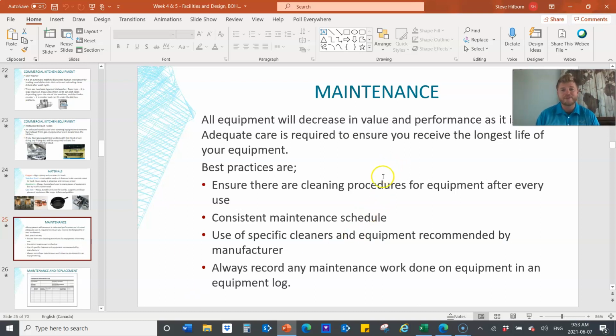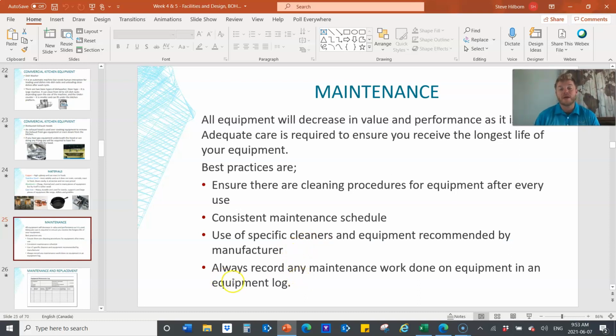So some of the best practices are ensuring there are cleaning procedures for equipment after every use. And these should be all laminated and put in safe areas, and typically checklisting is the way to go to ensure all of your employees are cleaning it the way it should be. There should be a consistent maintenance schedule. So if it's monthly or weekly, they have specific cleaners and equipment recommended by the manufacturer. Again, there might be cheaper options, but those might degrade or deteriorate your equipment.